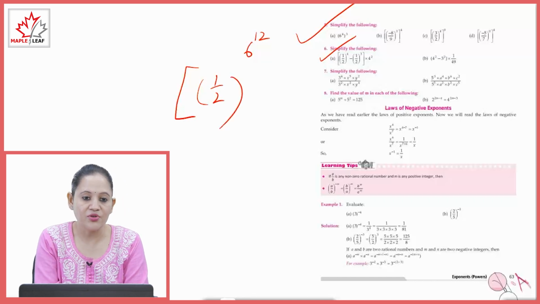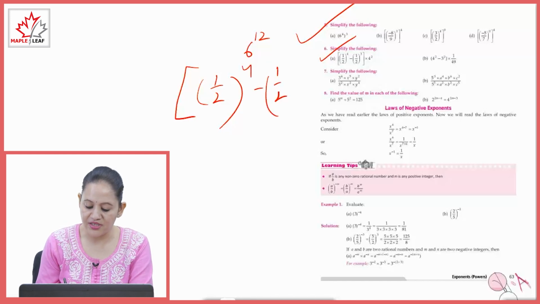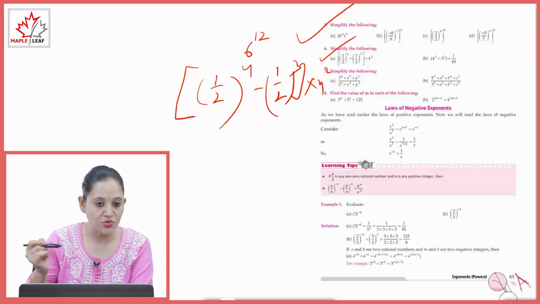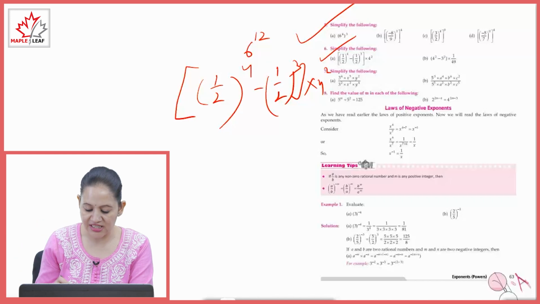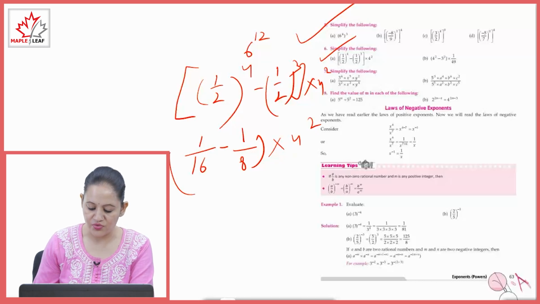यहाँ पे जो बेस है वो सेम है. क्लियर. (1/2)^4 minus (1/2)^3 multiplied by 4^2. So (1/2)^4 is equals to 1/(2 into 2 into 2 into 2). 2 2s are 4, 4 2s are 8, 8 2s are 16. So 1/16 minus 1/8, 2 2s are 4, 4 2s are 8, into 4^2.